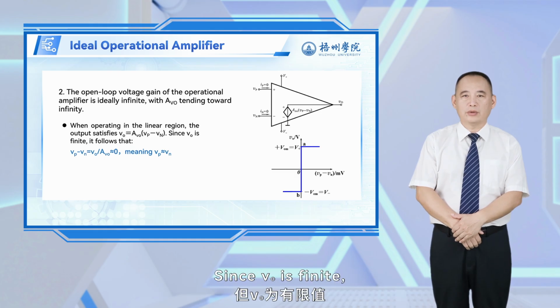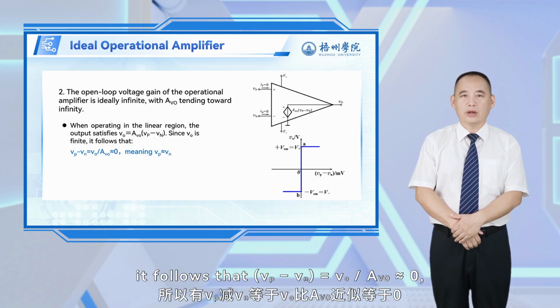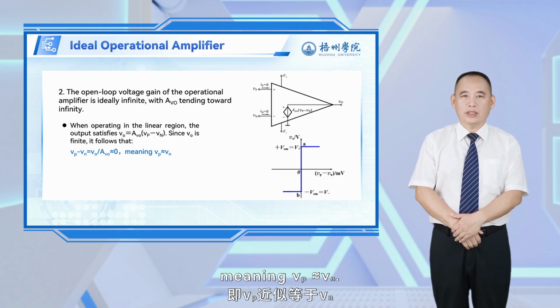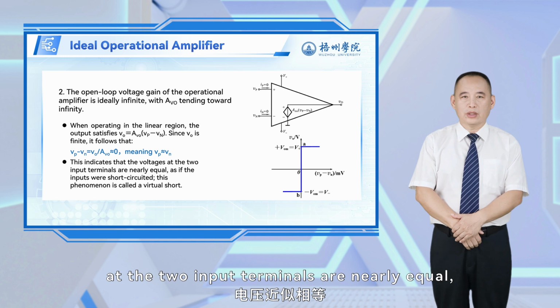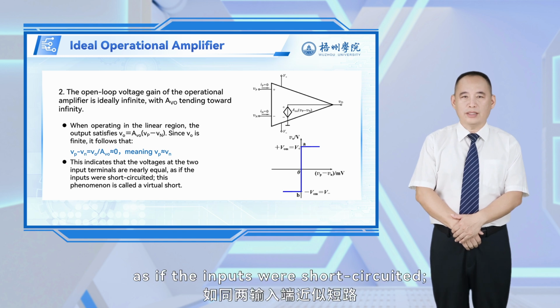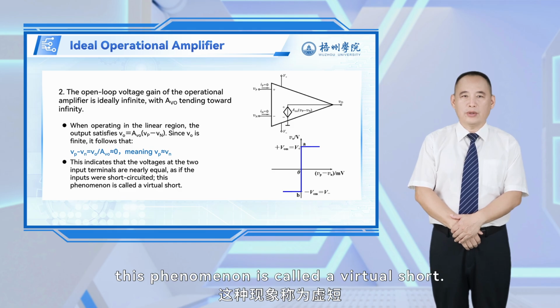Since V sub O is finite, it follows that (V sub P minus V sub N) equals V sub O over A sub VO, approximately 0, meaning V sub P approximately equals V sub N. This indicates that the voltages at the two input terminals are nearly equal, as if the inputs were short-circuited. This phenomenon is called a virtual short.